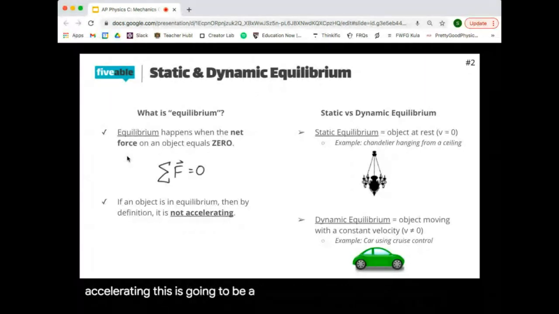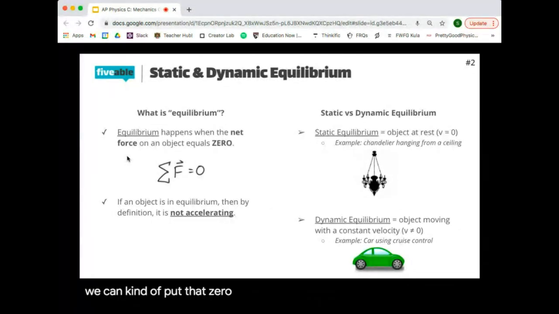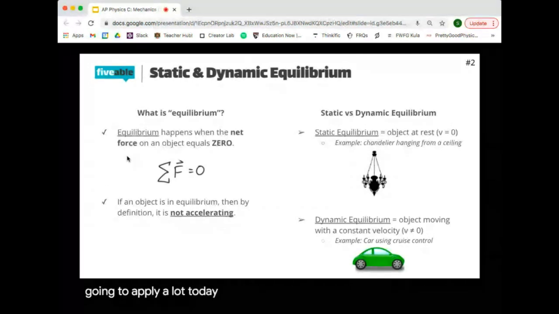This is going to be a really powerful idea, and we'll do some examples with it, because a lot of times the object isn't accelerating in at least one direction. And so we can put that 0 in and do a lot of math, and it makes that math open up to give us more ways to solve for the forces and things that we need. So this is a powerful idea that we're going to apply a lot today.